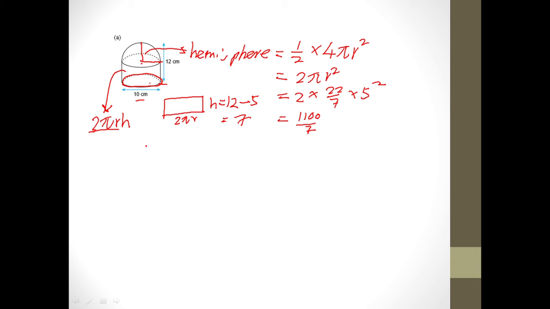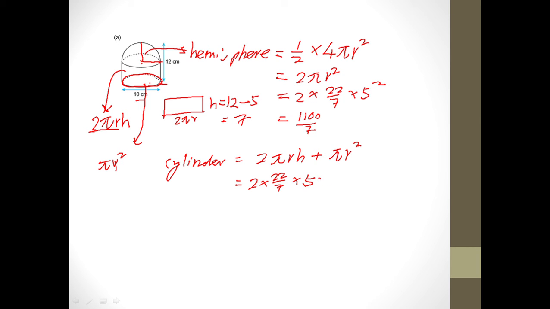So for this part it is 2 pi RH, and then for the circle it will be pi r square. So the surface area for the cylinder is 2 pi RH plus pi r square. So it's 2 times 22 over 7 times radius 5 times the height, which is 7, plus the circle, pi times 5 square. Then please calculate separately.